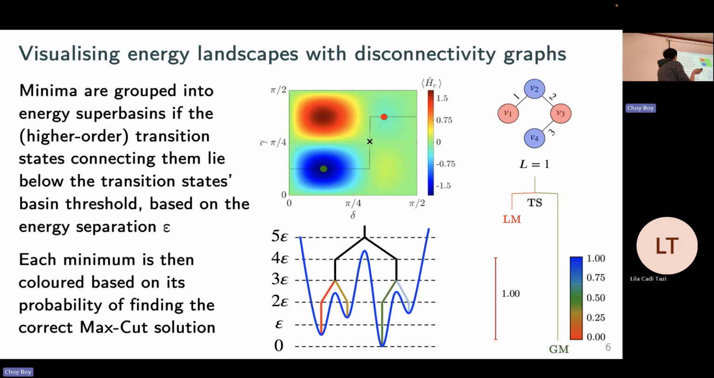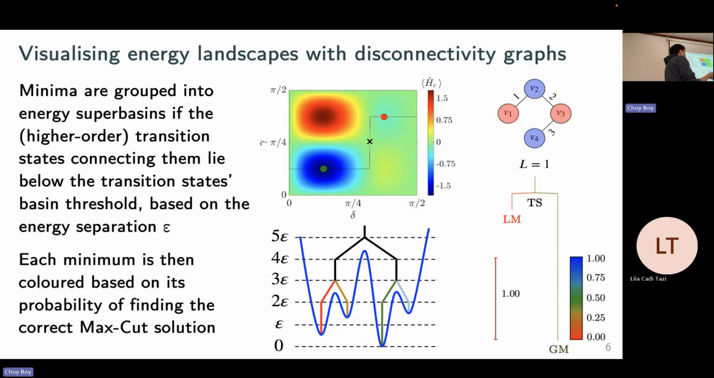So how do we visualize the energy landscape? If we take the L equals 1 circuit ansatz, which comprises only two parameters, gamma and delta, you can see this 3D plot against the cost Hamiltonian. For this example, there are two minima. The green dot here is the global minimum and the red dot is the local minimum. We want to simulate this for higher order energy landscapes, because obviously if we increase the number of parameters, we won't be able to plot contour graphs like this.